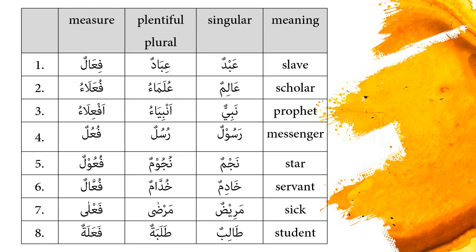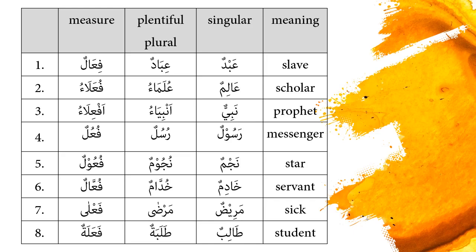The fourth measure is فعل. Plentiful plural is رسل. Singular is رسول and the meaning is messenger. Number 5 is فعول. Plentiful plural is نجوم. Singular نجم, meaning star. The sixth measure is فعال. The plentiful plural is خدام. The singular is خادم, meaning servant.